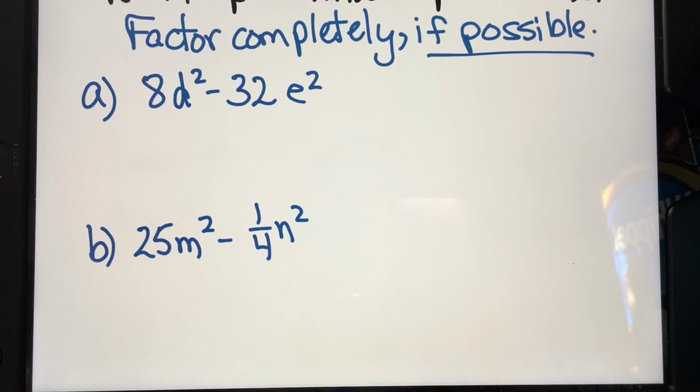We started with a warm-up from the textbook on page 195, and it was question number 21 that we were doing. The instructions said, factor completely if possible, and it went on to say, be sure you can explain your reason why it's not possible if you choose to not factor something. So you can pause and take a crack at these questions A and B, and I'll show you my answer in just a moment.